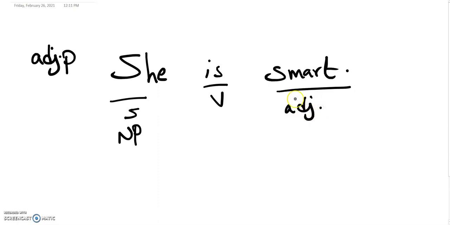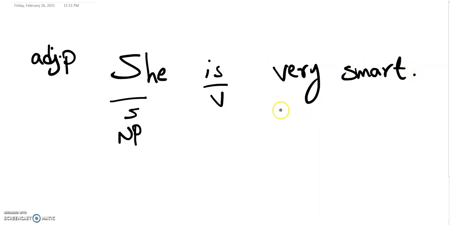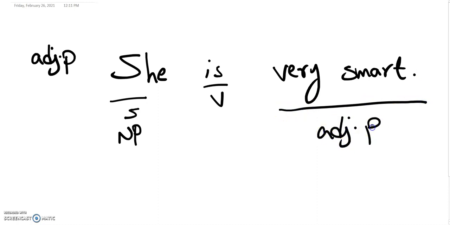Now, this position is occupied by the adjective, and it consists of only one word, which is smart. So I'll name it an adjective phrase. Suppose that I need to expand this group by adding some more words for this phrase. So I'll say, for instance, she is very smart. Again, I consider very smart as an adjective phrase.